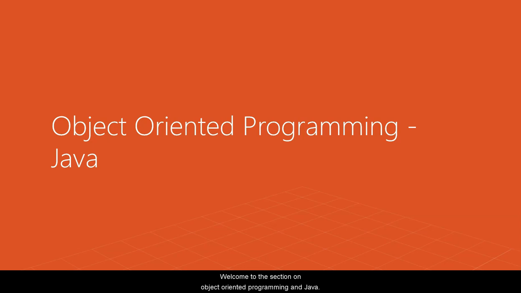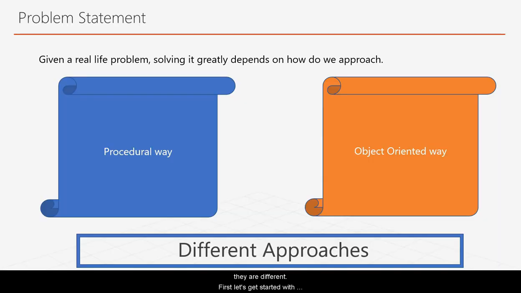Welcome to the session on object-oriented programming and Java. In this session, we will look at a hands-on approach to explain object-oriented programming. We will look at the difference between C and Java and how they are different. So first, let's get started with what is a procedural and what is an object-oriented language.